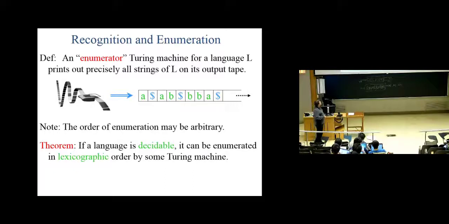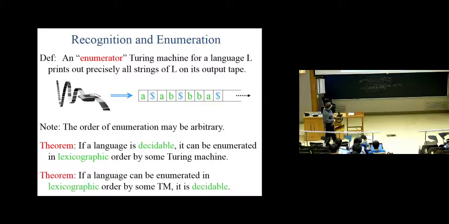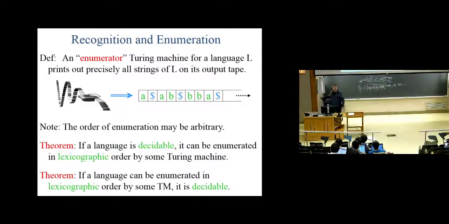So we're about to prove two theorems here. If a language is decidable, it can be enumerated in lexicographic order or increasing order of some kind. And conversely, if a language can be enumerated in lexicographic order, it's also decidable. So it's an if and only if. Decidability is equivalent, by these two theorems, to the ability to enumerate them in lexicographic order. So how do you prove these two theorems? Once we prove them, we have a complete characterization of decidability in terms of enumeration.